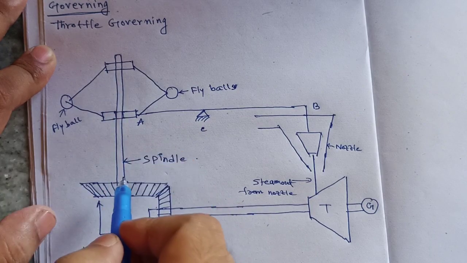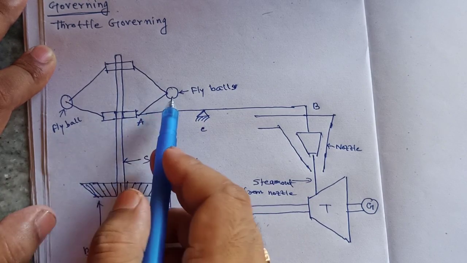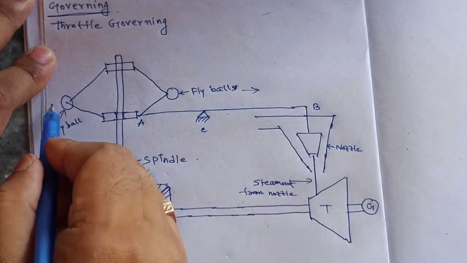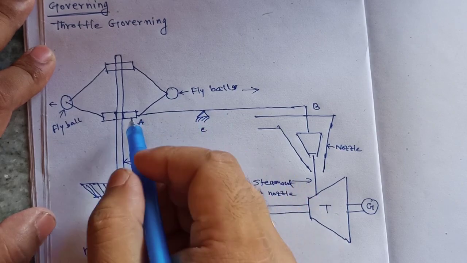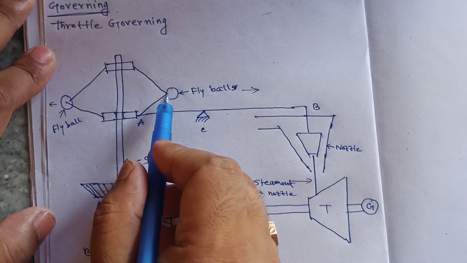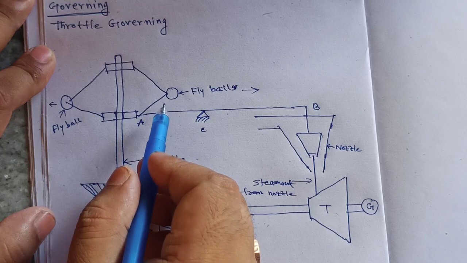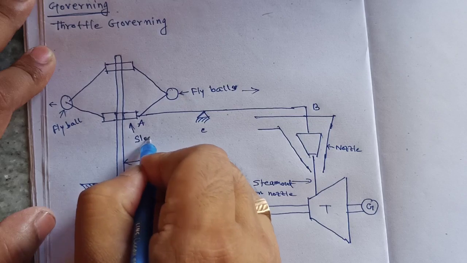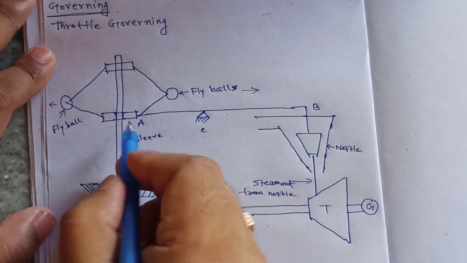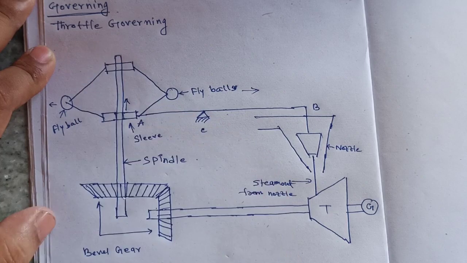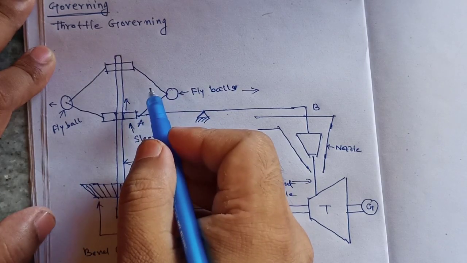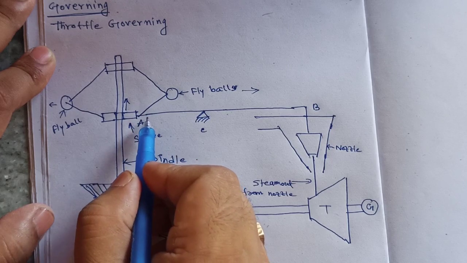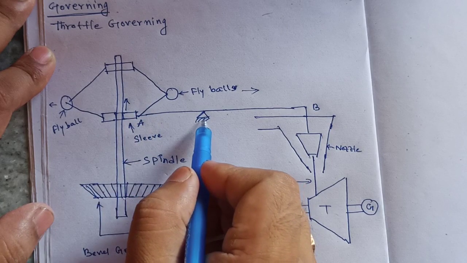When it rotates at more speed, the fly ball will try to go outside. Therefore, what happens when the ball tries to move outward due to the centrifugal force? This is called the slip, and it will move upward. When it moves upward, this point A will go upward, and this is fixed.